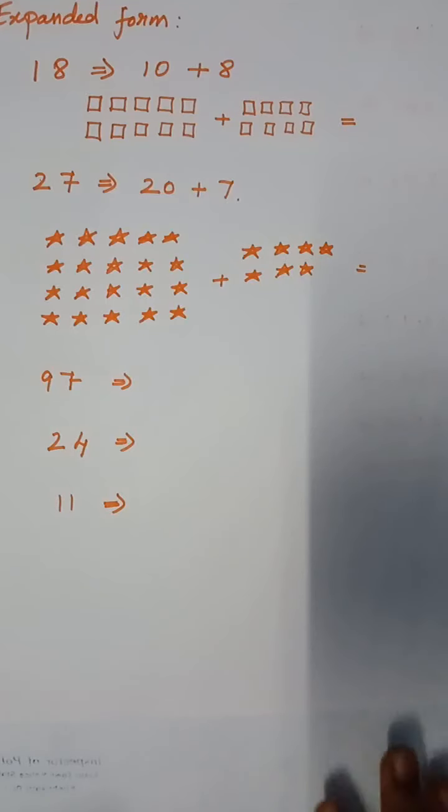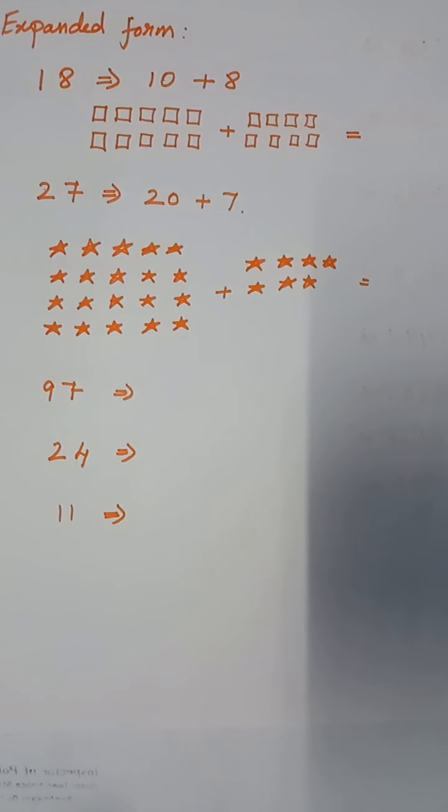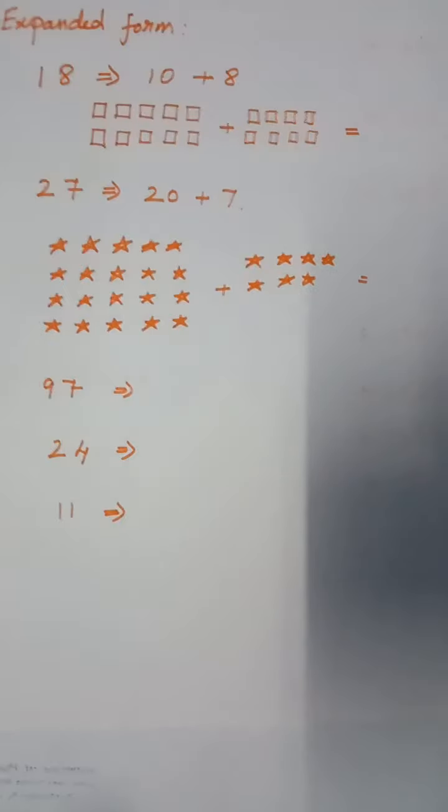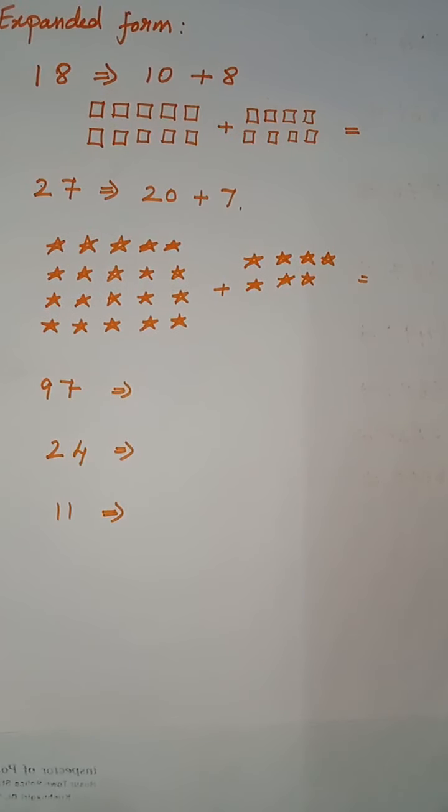Hi students. Today we are going to see the topic expanded form. In earlier sessions we learned about the number system: even numbers, odd numbers, natural numbers and whole numbers. Then we compared numbers and found the ascending order and descending order. Now, continuing that process, we are going to learn what is meant by expanded form.